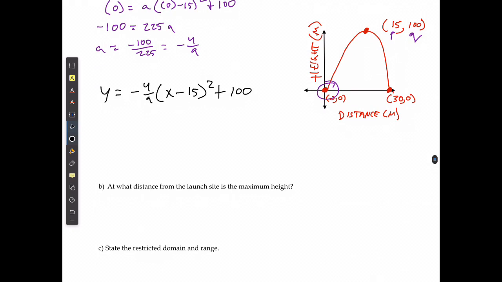At what distance from the launch site is the maximum height reached? It's halfway between where it started and where it landed. It's going to be at 15 meters.